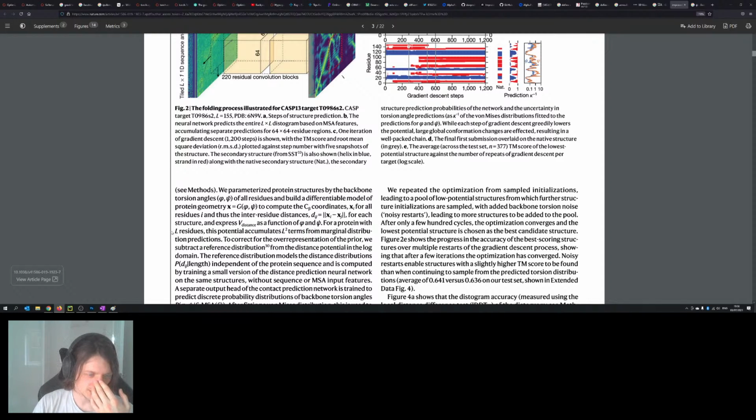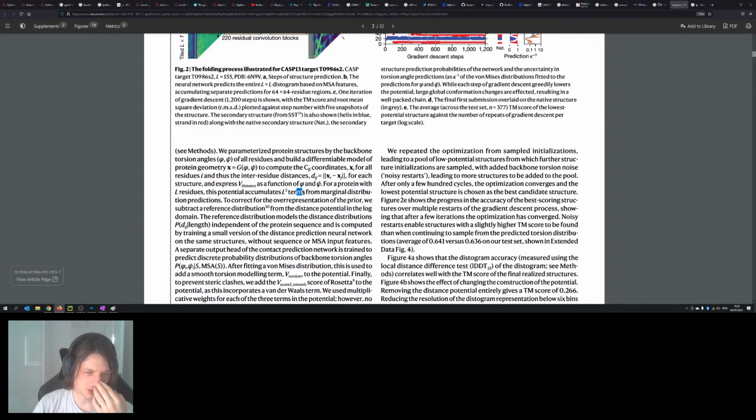For a protein with L residues, this potential accumulates L squared terms from marginal distribution predictions. To correct for the overrepresentation of the prior, we subtract a reference distribution from the distance potential in the log domain. Okay. We subtract the reference from the potential.